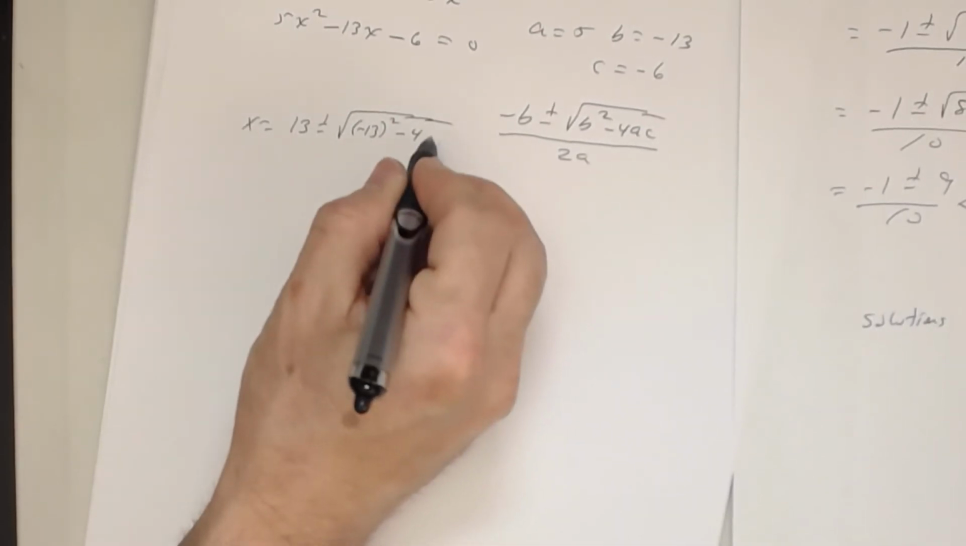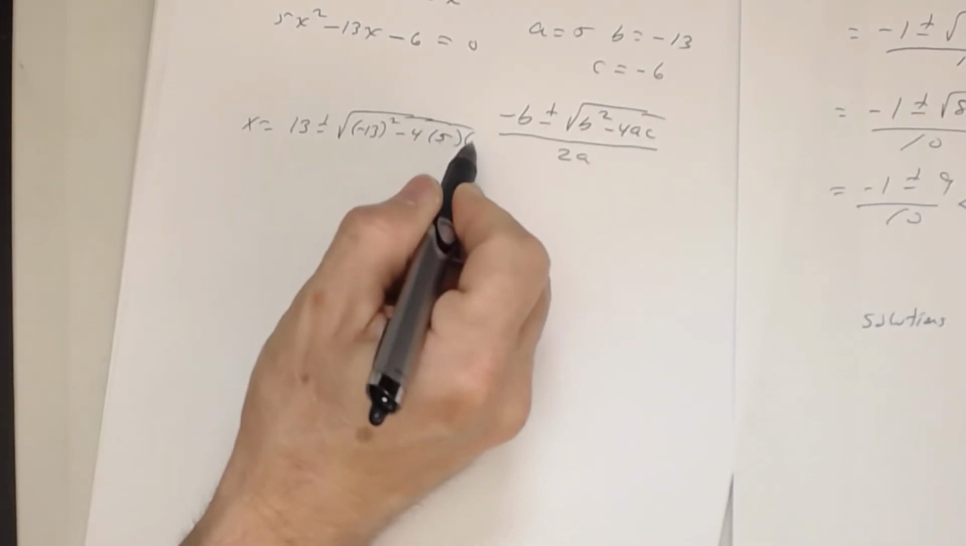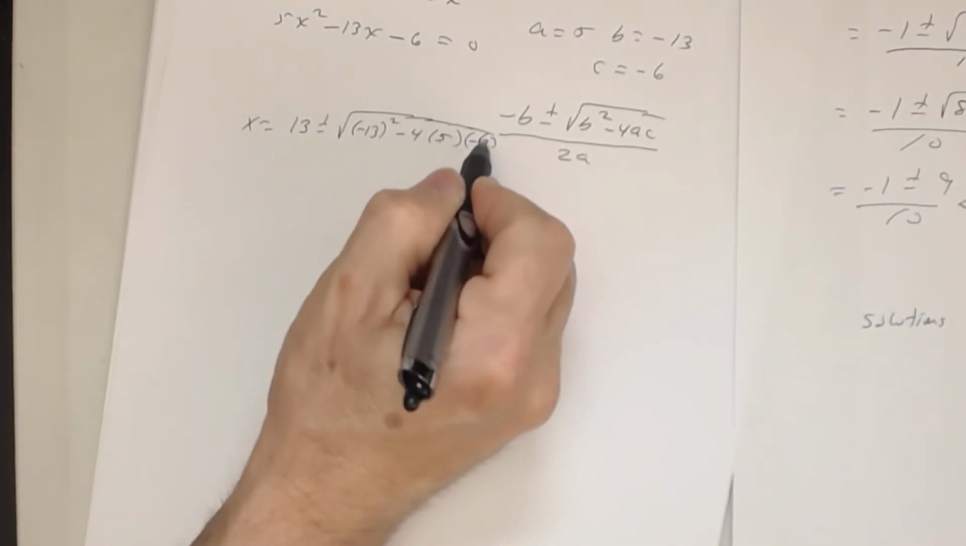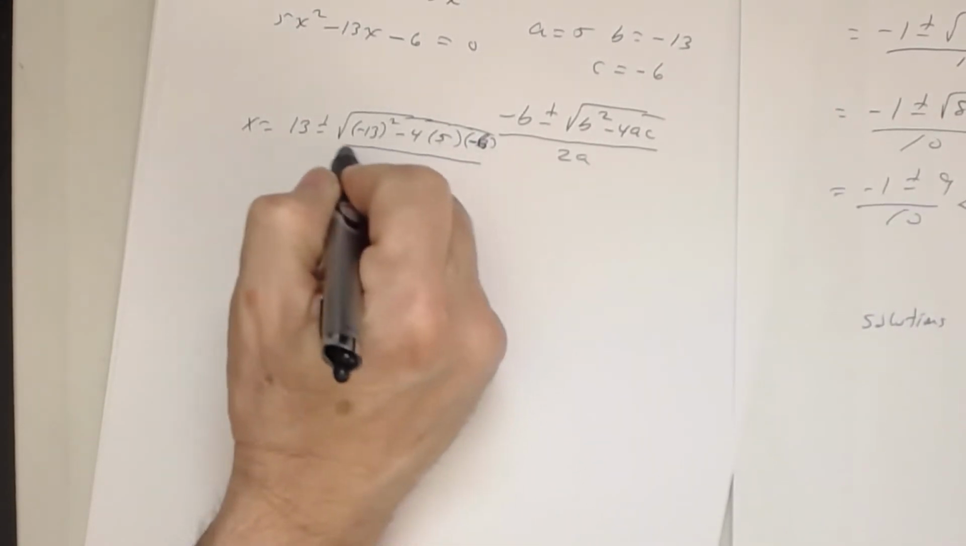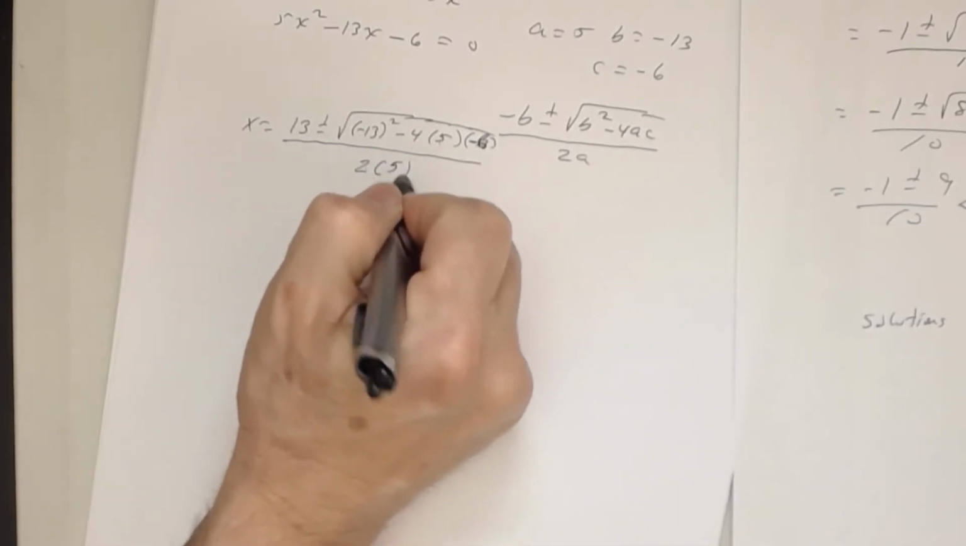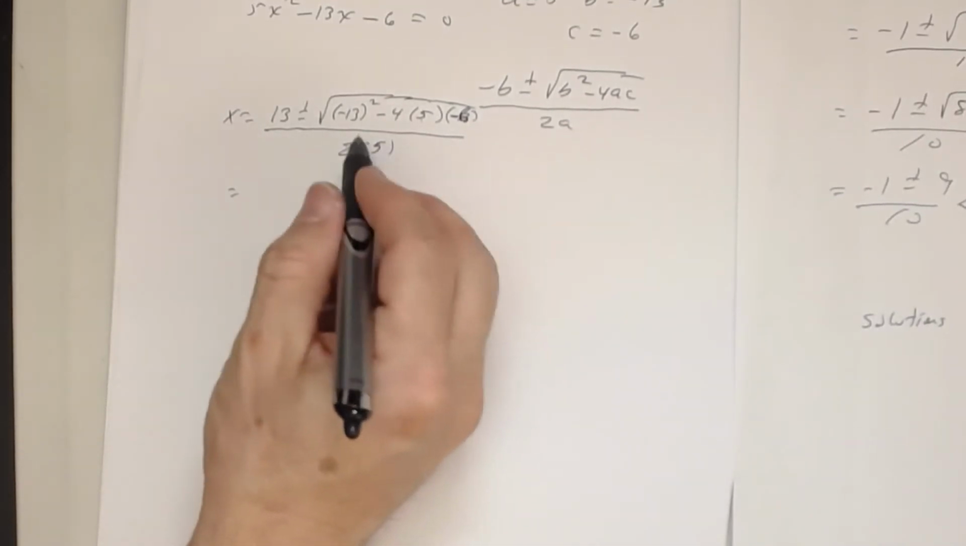Minus 4 times a. What's a? 5 times c. Negative 6. Yes, negative 6. Thank you. All divided by 2 times a. What's a? 5. All right. So I simplify the radicand.